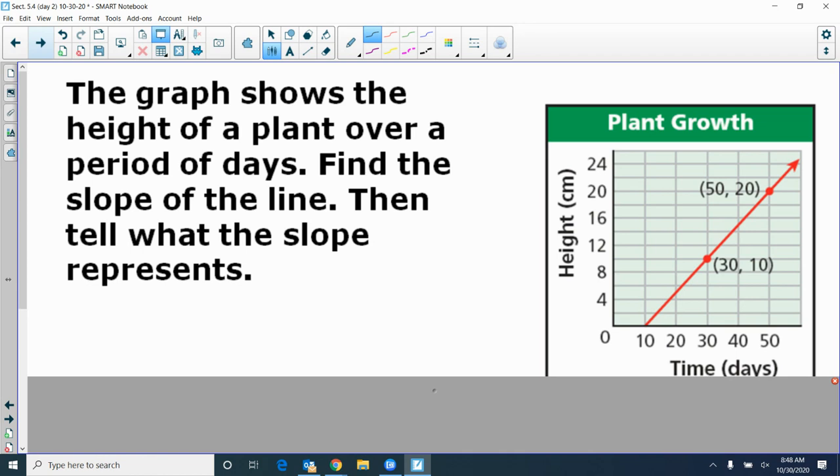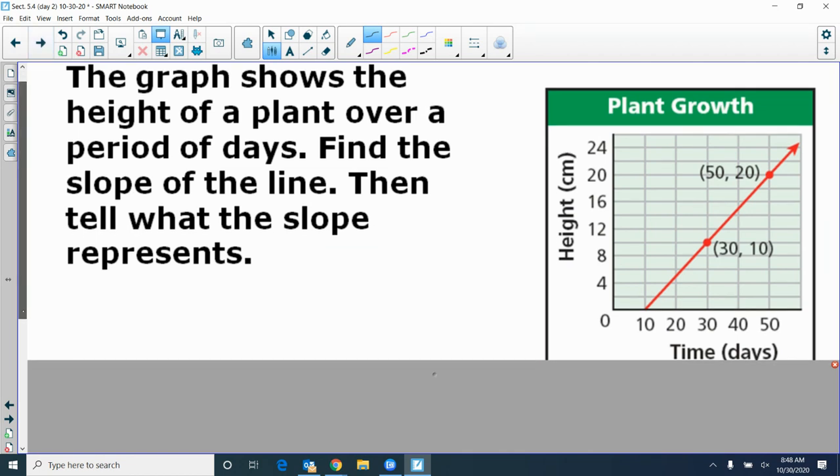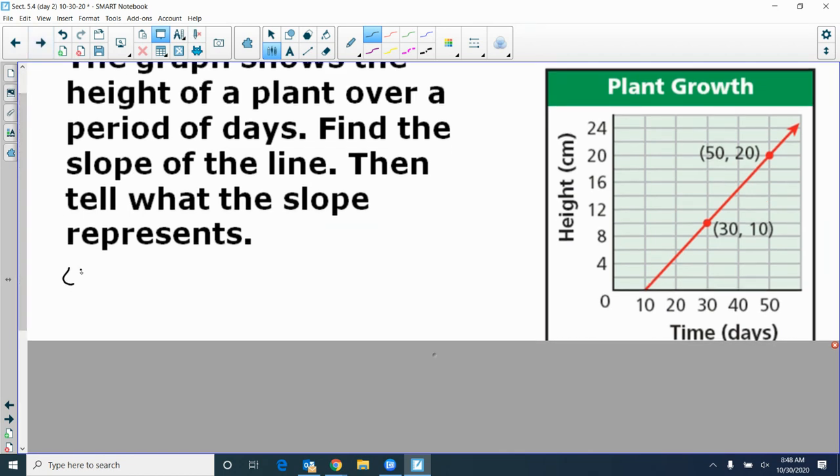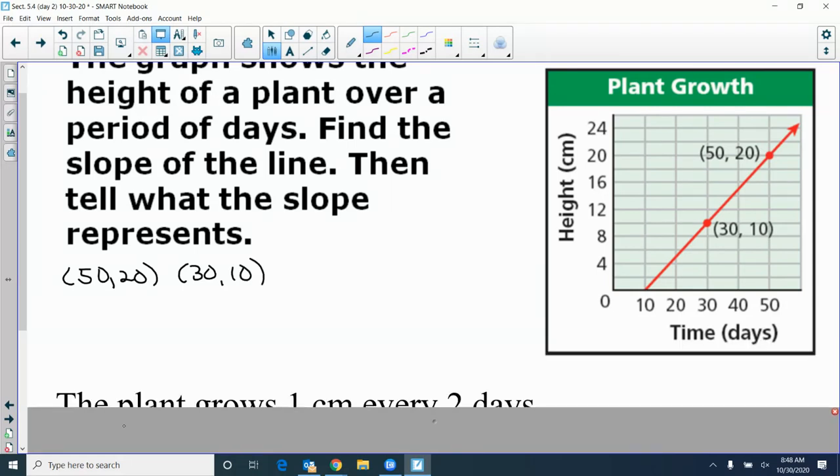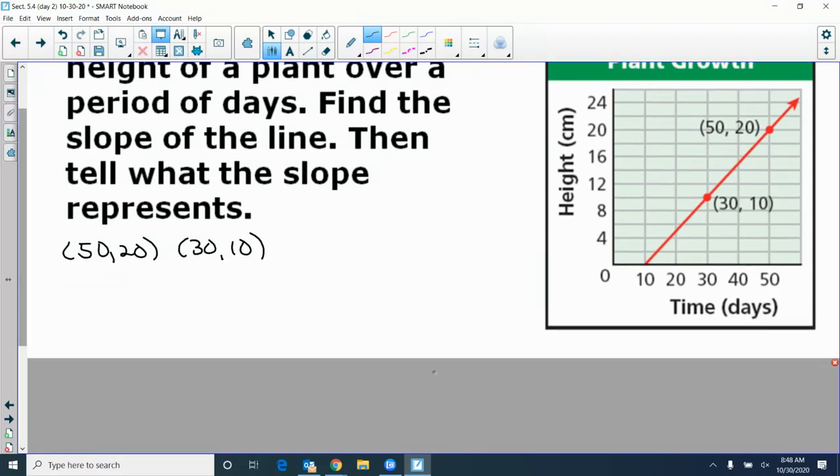Let's do the first thing. Let's find the slope of the line. If you have 2 points, you can find the slope. Well, I do have 2 points. I got (50, 20) is a point, and then (30, 10) is a point. Go ahead and find that slope. Write those 2 points down, find that slope.